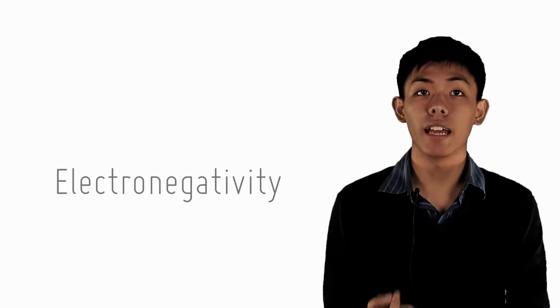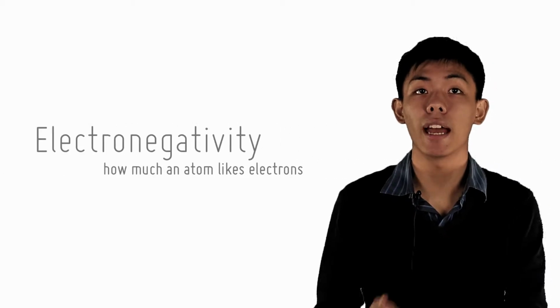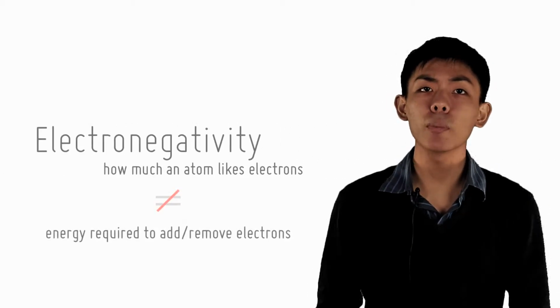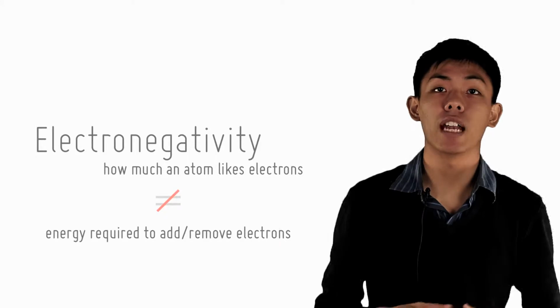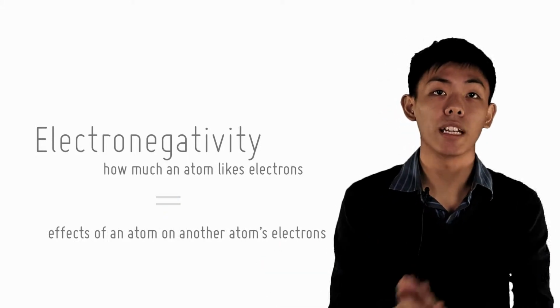Electronegativity is the tendency of the atom in a bond to attract bonded electrons to itself. In other words, how much the atom likes electrons. We are not measuring the energy required to add or remove electrons in this case, but merely how much this atom likes to have electrons when in a bond.